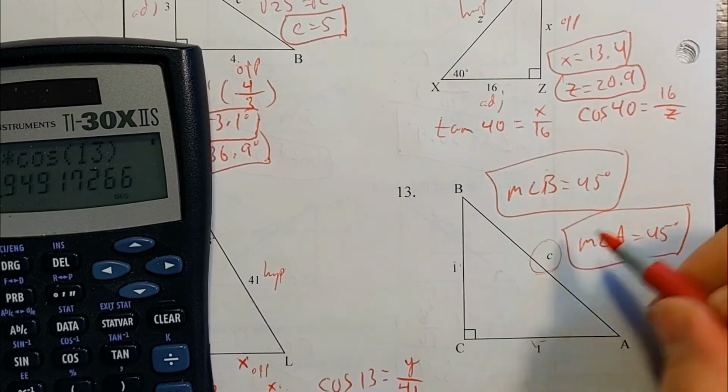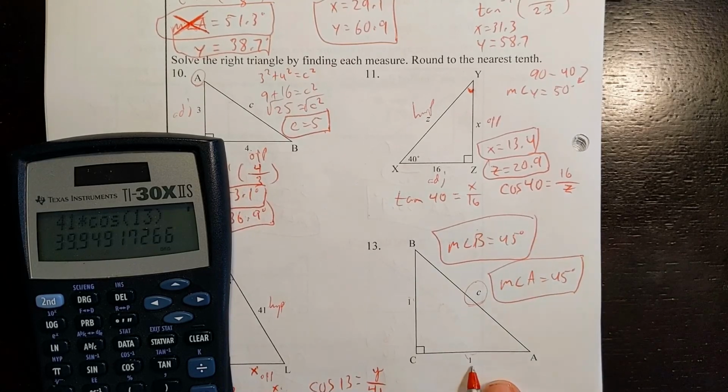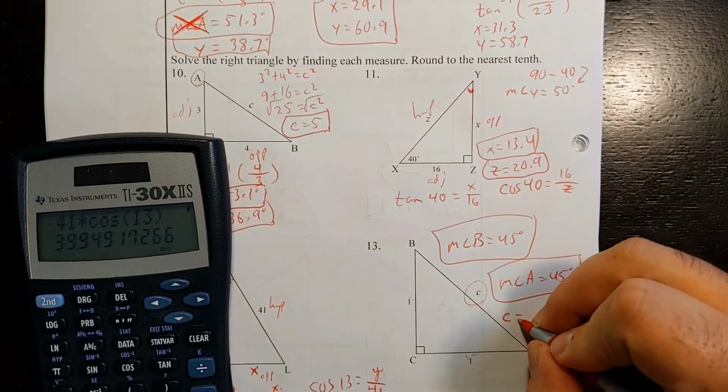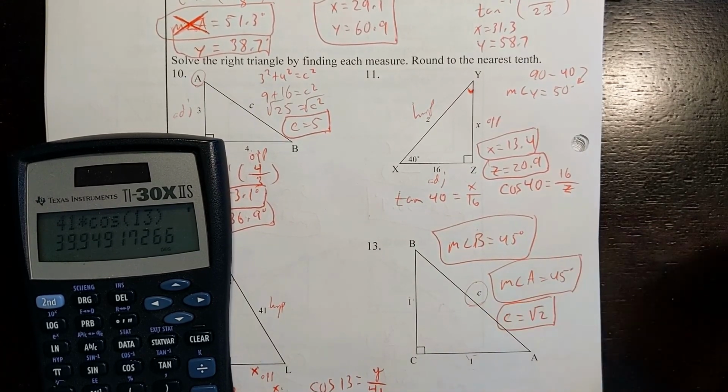And then the only thing I really have to look for is C. And there was a pattern for 45, 45, 90s, which tells us it's going to be this side times the square root of 2. So C would just be the 1 times the square root of 2, which is the square root of 2.